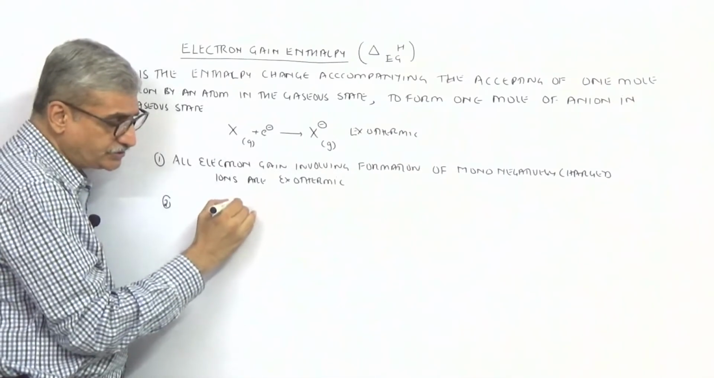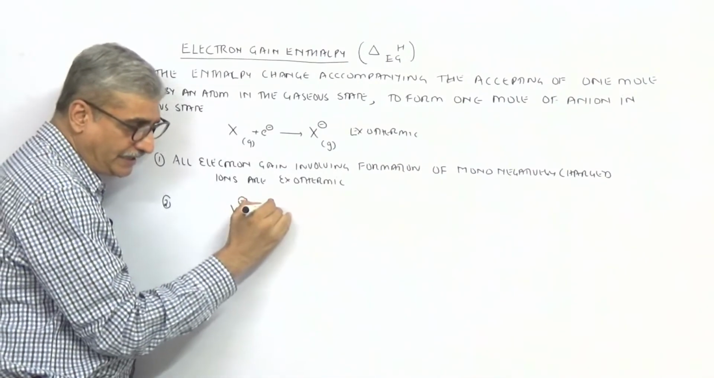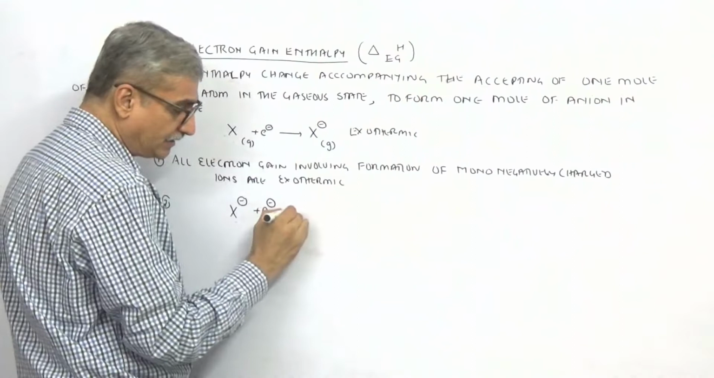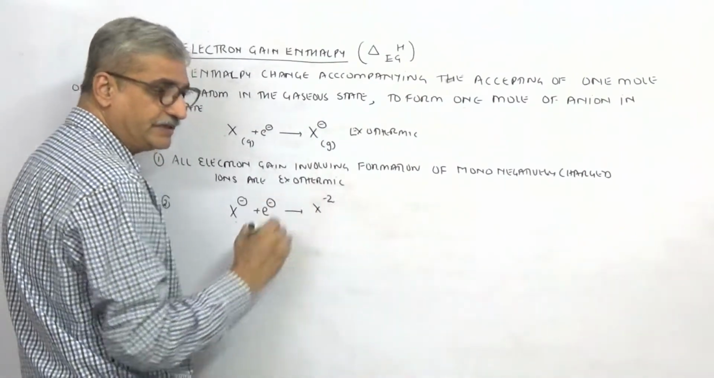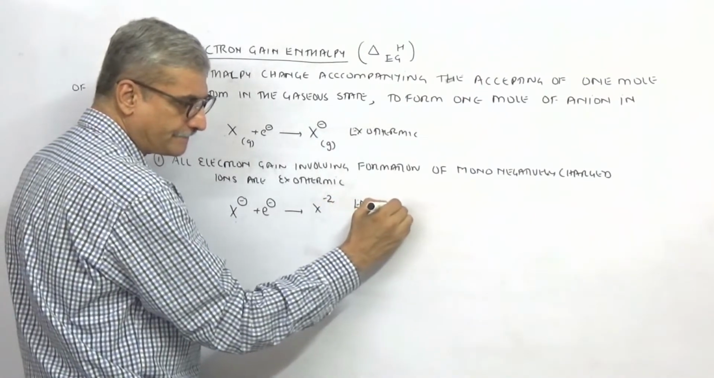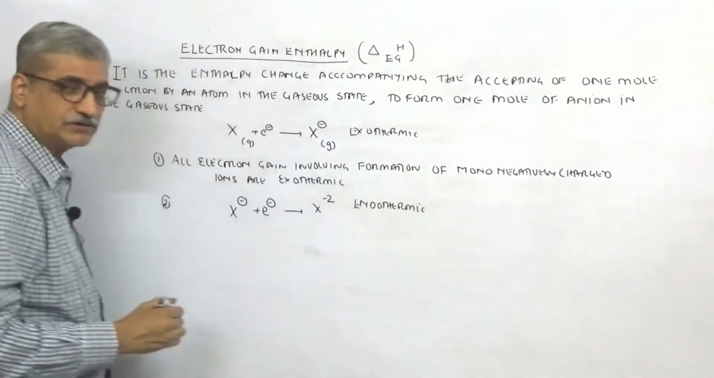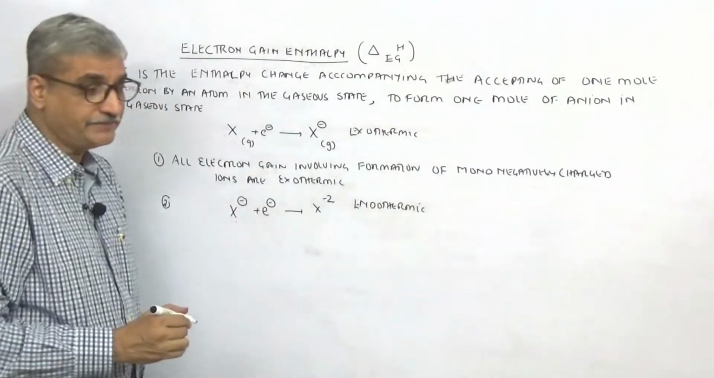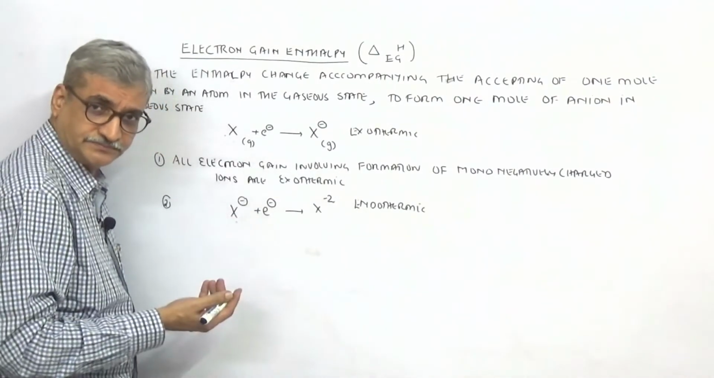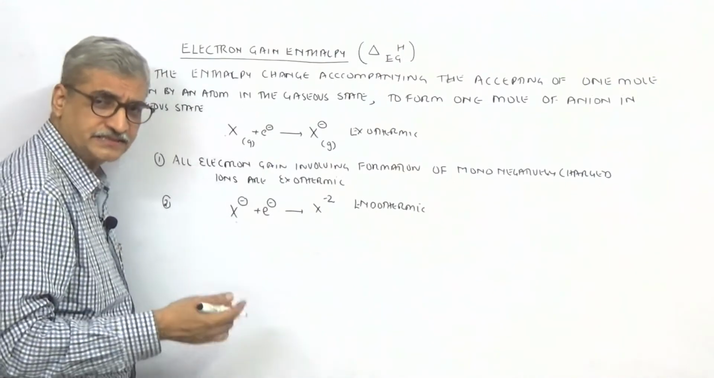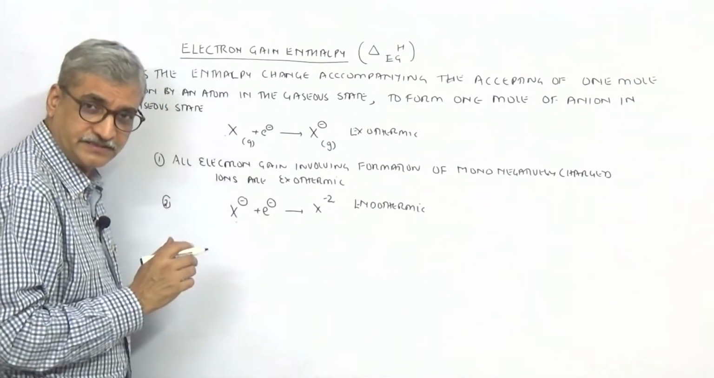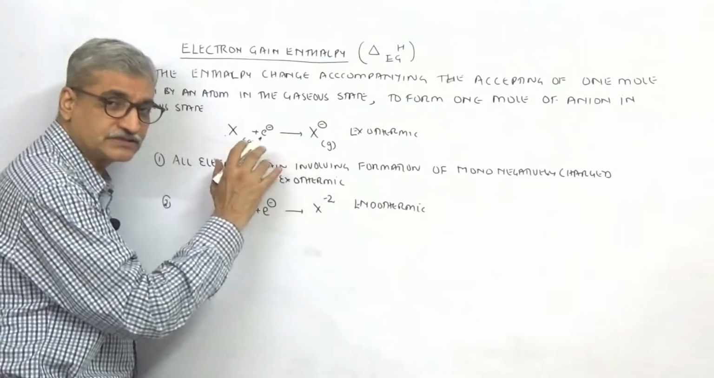So now look at this case. You have an anion, 1 mole of the anion now taking an electron. The gaseous atom, it will be exothermic. Now anion taking an electron to form X minus 2, now this will be endothermic. Why will it be endothermic? Because already the anion has excess electrons. When you try to put more electrons in that, there is tremendous repulsion, and to overcome the repulsion, energy has to be supplied.